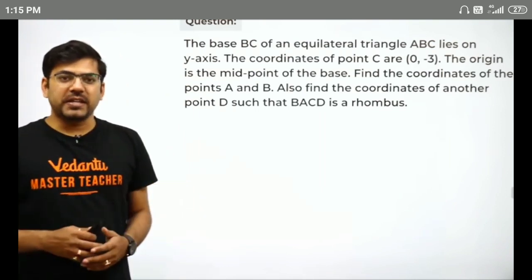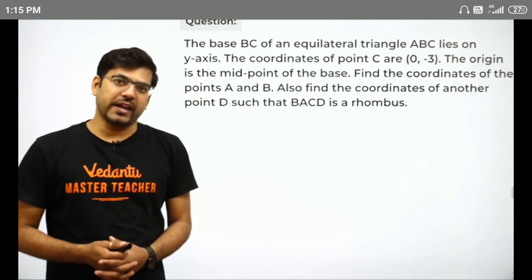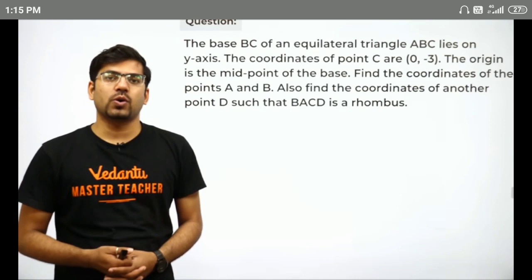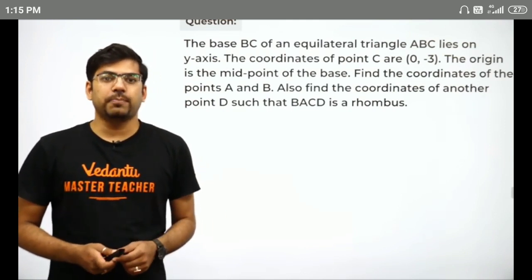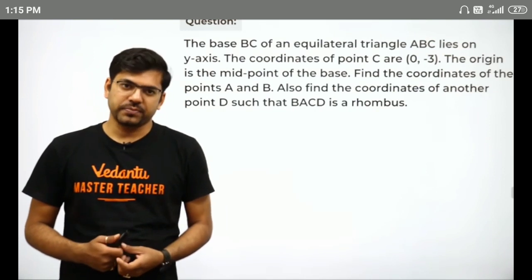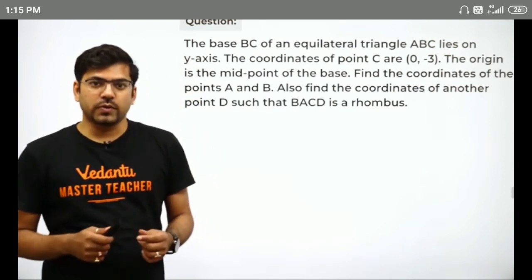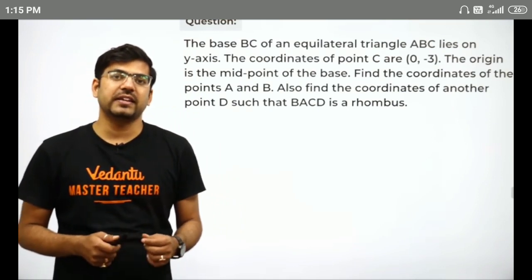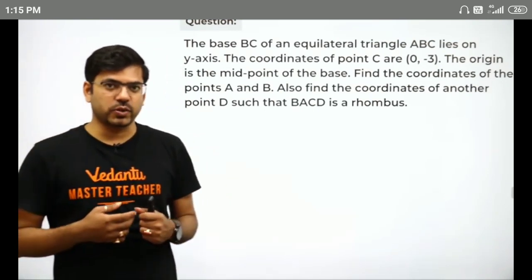The base BC of an equilateral triangle ABC lies on the y-axis. The coordinates of point C are (0, -3). The origin is the midpoint of the base. Find the coordinates of the points A and B. Also find the coordinates of another point D such that BACD is a rhombus. So I guess you would have understood this question.